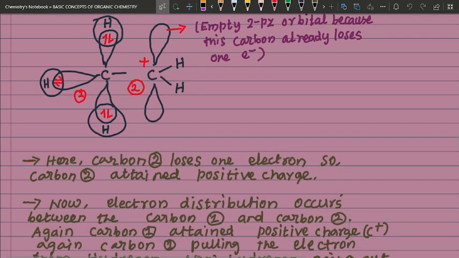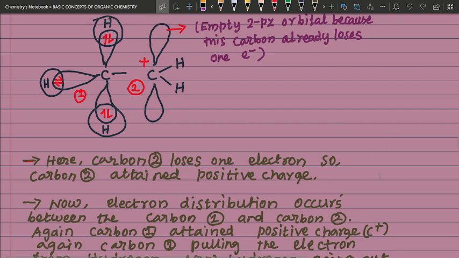Next, now electron distribution occurs between carbon 1 and carbon 2. Again carbon 1 attained a positive charge, but here we did not denote the carbocation. Please keep it in mind. Again carbon 1 attains the positive charge. Again carbon 1 is pulling the electron from this hydrogen bond. When pulling the electron from this hydrogen bond, the bond between the carbon and hydrogen atom breaks.